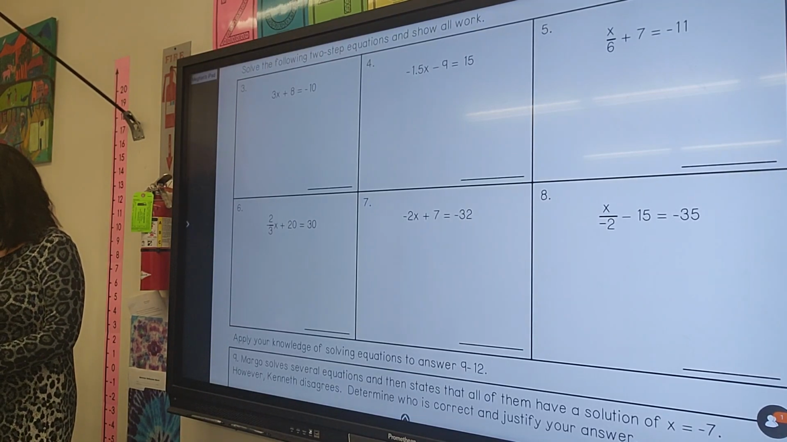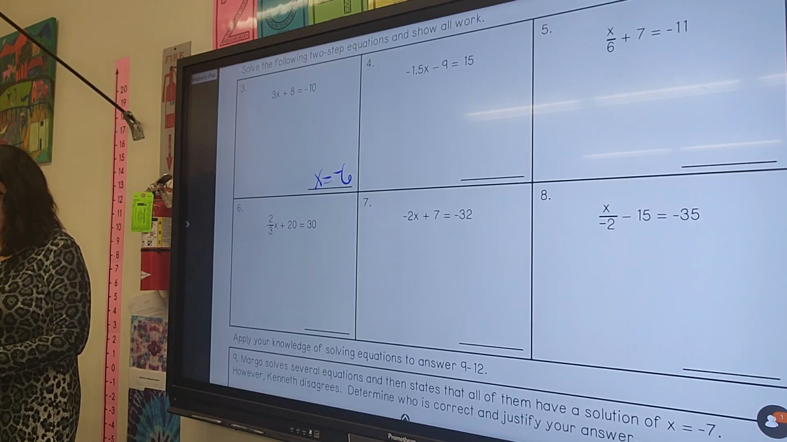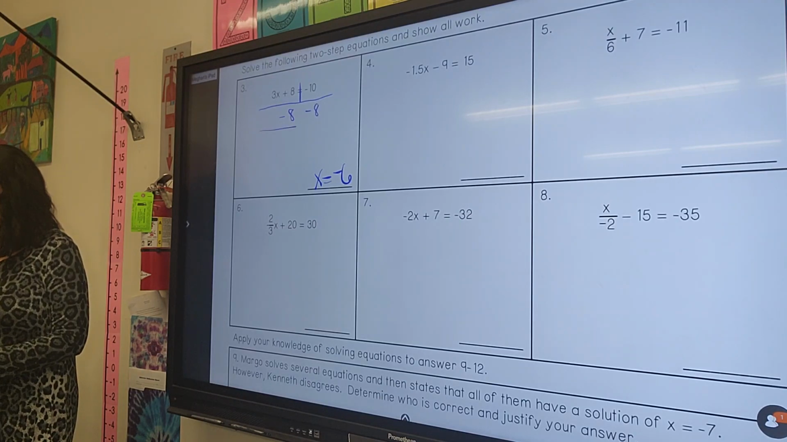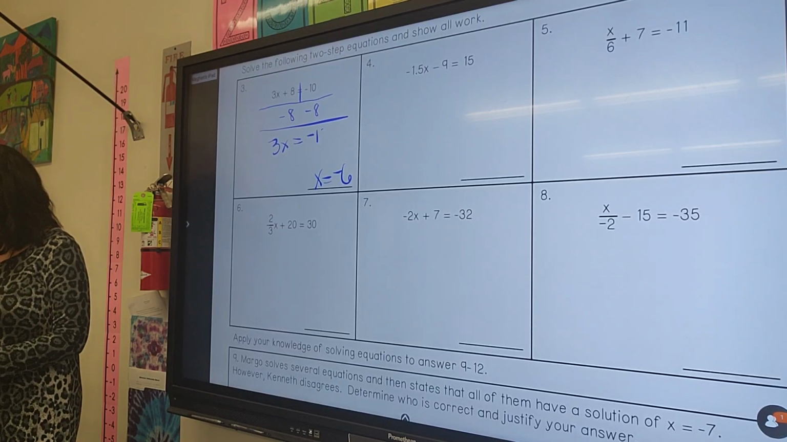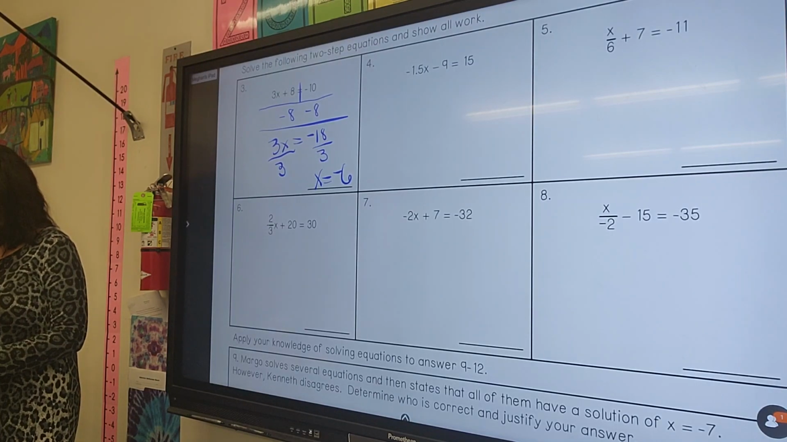x equals negative 6. Yep, good job. So this one we have add 8, so we're going to do the inverse and take away 8 from both sides. So we have 3x, bring down equals, and this is where it might get tricky, negative 10 minus 8. Just remember, it gets more negative, so it's going to be negative 18. And then we undo the multiplication by dividing each side by 3. Negative 18 divided by 3 is negative 6.